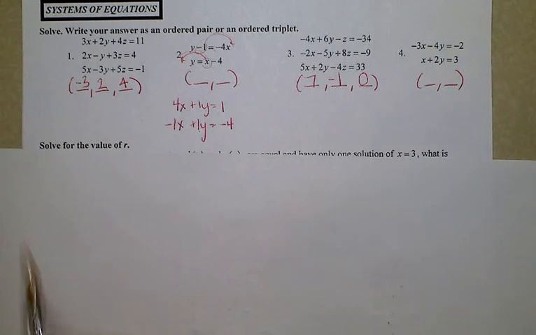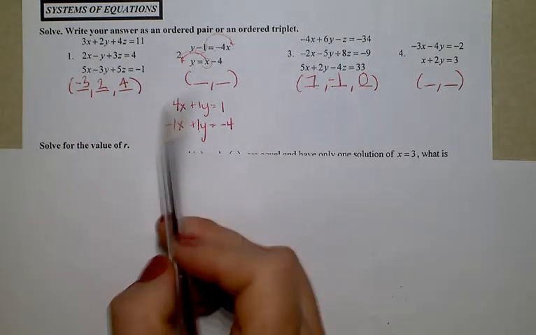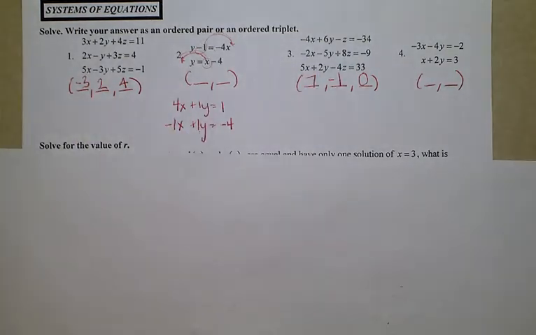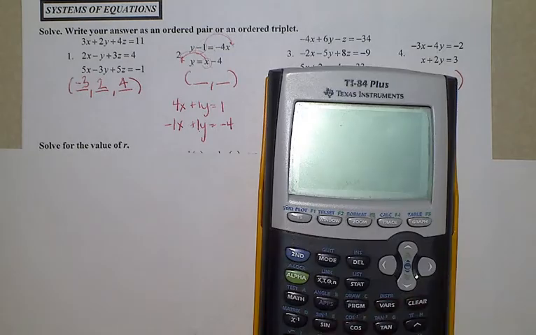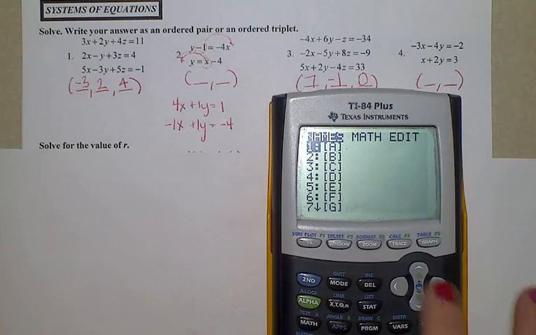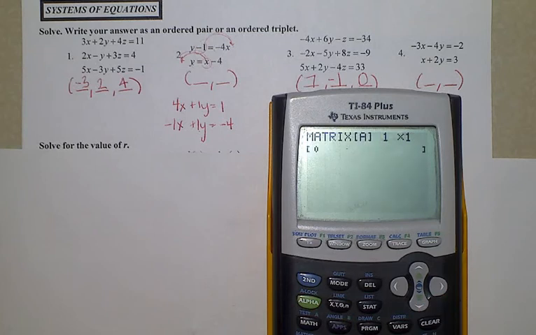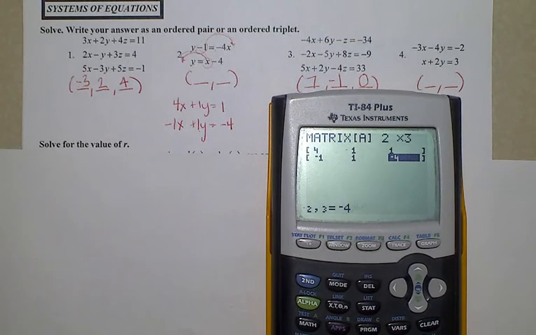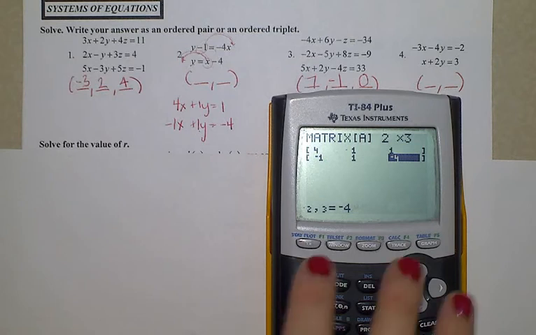This is slightly different than 1 and 3. I have 2 rows and 3 columns. Okay, let's do this together. Second matrix, go to Edit. Again, there are 2 rows and 3 columns. So type in the numbers: 4, 1, 1. Negative 1, 1, negative 4. Then second quit.